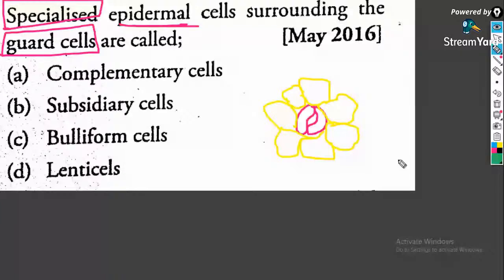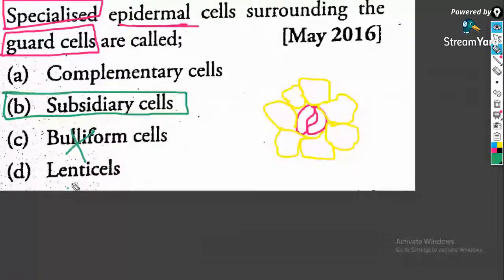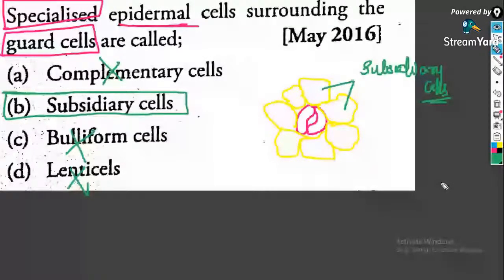Yes, guys, the correct answer is option B, subsidiary cells. It is not bulliform cells, it's not lenticels, it is not complementary cells. These cells you will call a subsidiary cell. Subsidiary cells is the correct answer for the question. Specialized epidermal cells surrounding the guard cells are subsidiary cells. Next question on the screen.